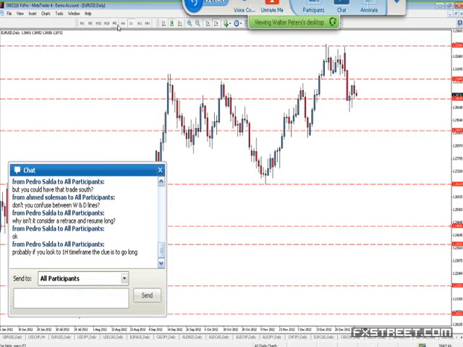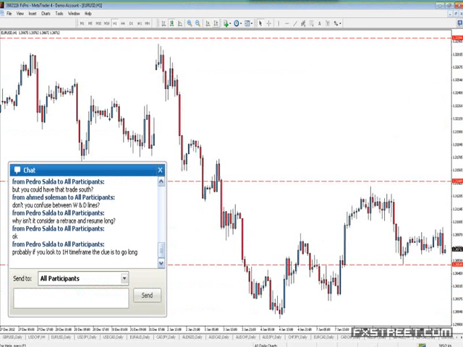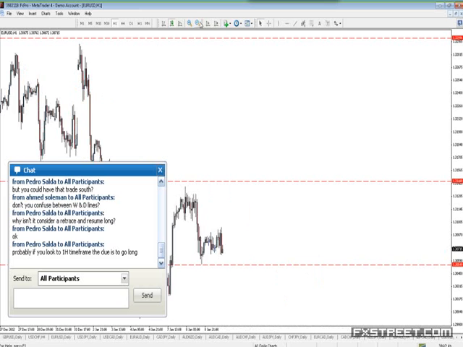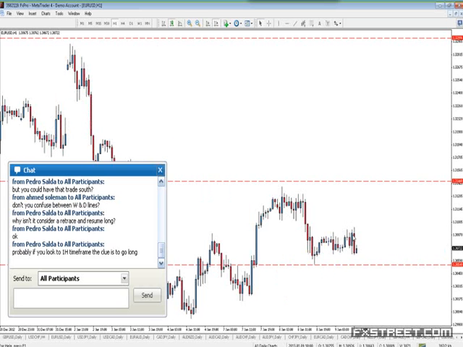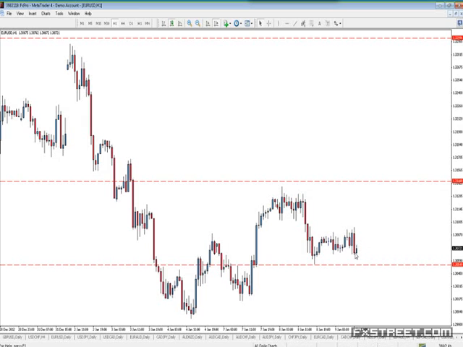Pedro says, if you look at the 1 hour on the euro, then you should go long. I don't really see anything about this 1 hour chart that makes me go long. What this chart says to me is, if anything, consolidation. To me, this chart is stuck, and it depends on where you're talking. Are you talking about this area that it's stuck in, or are you talking about this area here that it's stuck in? Either way, the market's pretty much stuck right now.